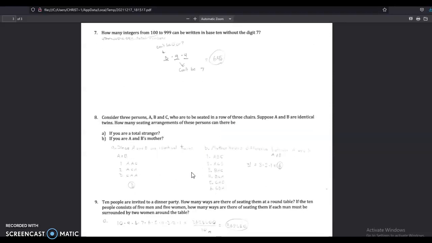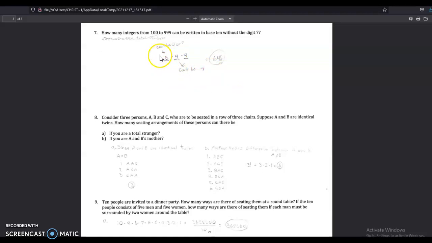How many integers from 100 to 999 can be written in base 10 without the digit 7? Obviously, you can place 10 different digits in each slot. We have 3 different digit slots, and there's one restriction that it has to be without a 7. The first restriction is that it cannot be a 0 or 7 because we're going from 100 to 999. The second restriction is that there can't be a 7 in the number at all.